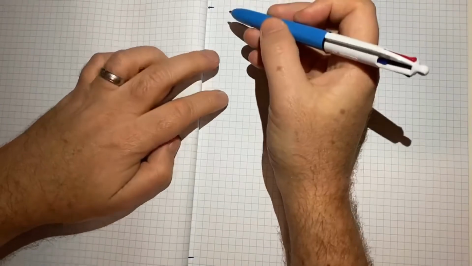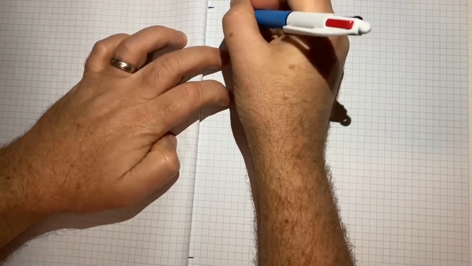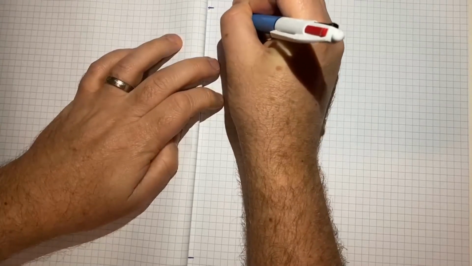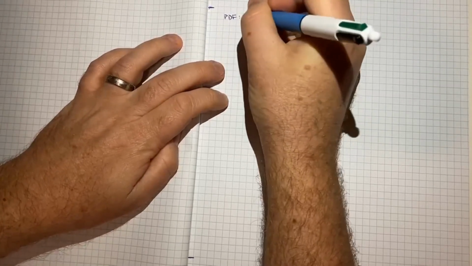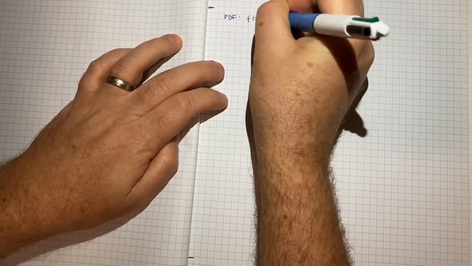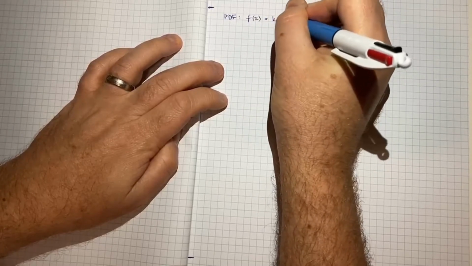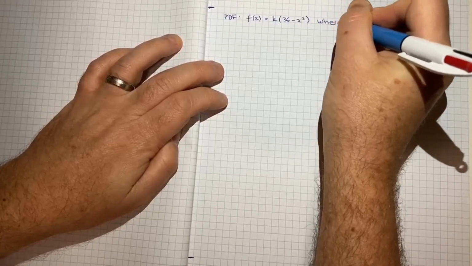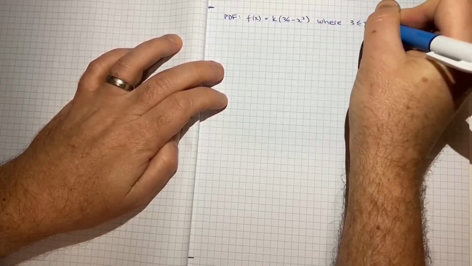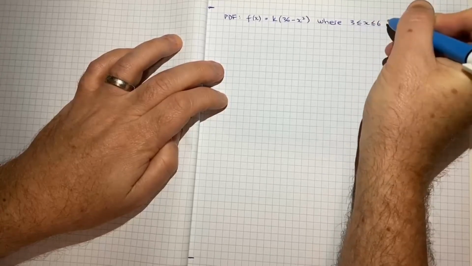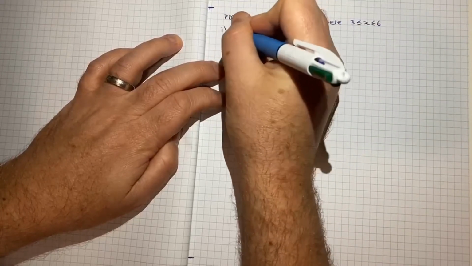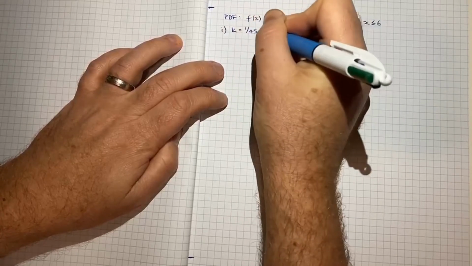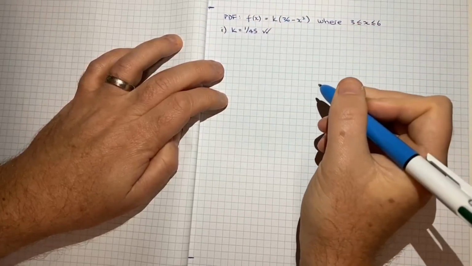So if we start by just writing out our probability density function, our PDF, that's been provided to us as f(x) is equal to k(36 minus x squared), where x is between 3 and 6. So part 1 of the question was to prove that k was equal to 1 on 45, but as I mentioned, we'll take that as given. The student doesn't need help with that.